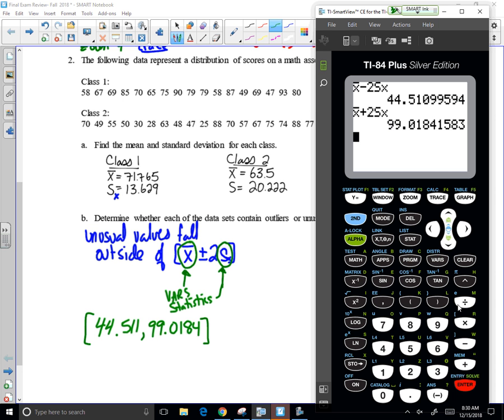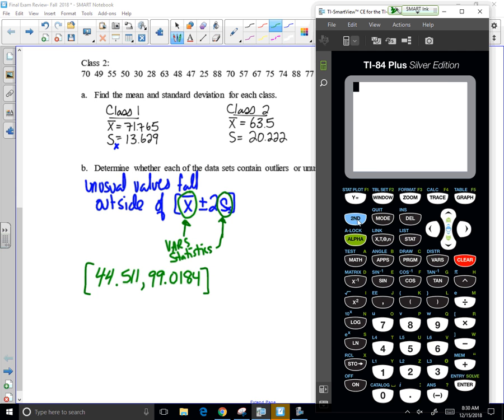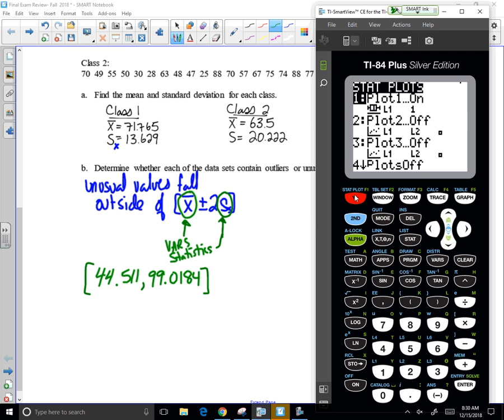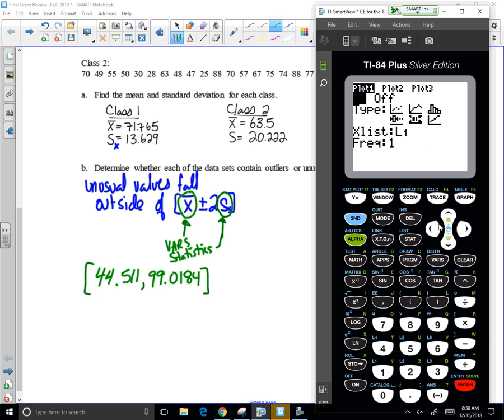What I would do at this point is look at my information and see if there's any value that falls outside of that interval. But I'm going to table that for a second because the next step is going to figure it out for me. So I'm going to do the modified box plot. Second Y equals, same idea as number 1. Turn the plot on if it's not already on. Go down to the one that has the box plot with the 2 little dots and hit enter. Then do a zoom 9.